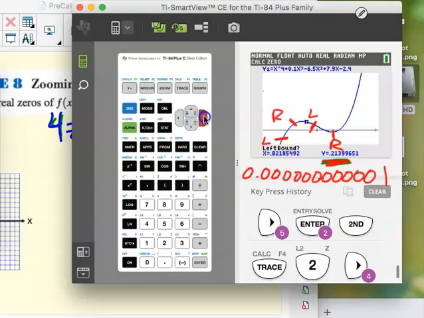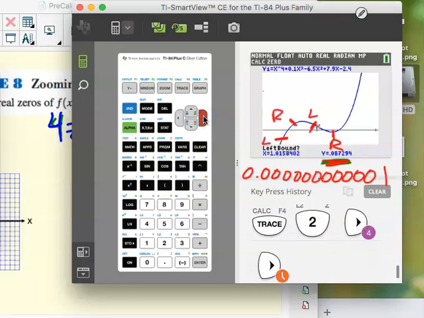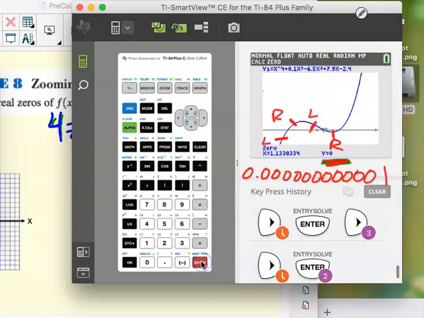Blinky needs to be somewhere above the intersection with the x-axis and hit enter. And then right arrow, somewhere underneath it, which will be to the right, enter, and enter through guess. And that one would be 1.133, 0. And we'll write all these down after I get them all found here.